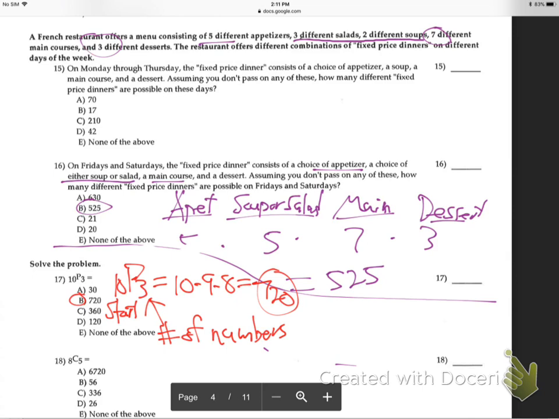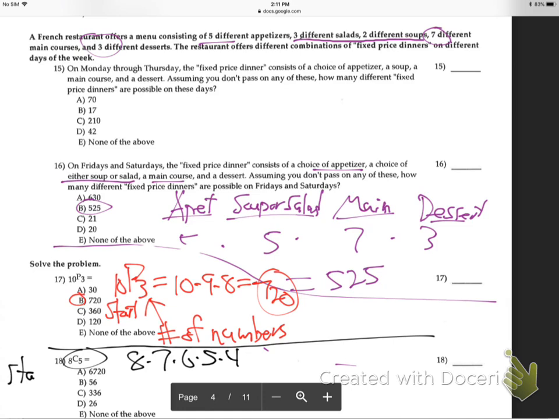That's that one. Now, number 18. 18 is the C. So again, you start at 8, do 5 numbers. 8, 7, 6, 5, 4. Start at 8, do 5 numbers, right? You start at 8, do 5 numbers, but the C means cut. It stands for combination, and you cut it. You divide it by what? The second number on down to 1. 5, 4, 3, 2, 1 on the bottom.